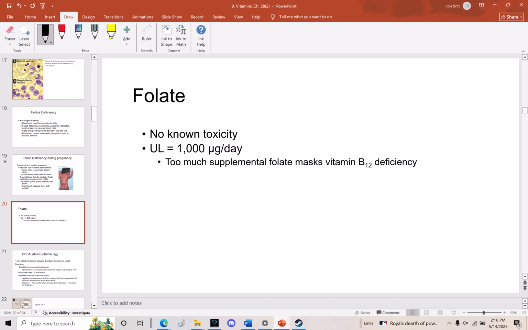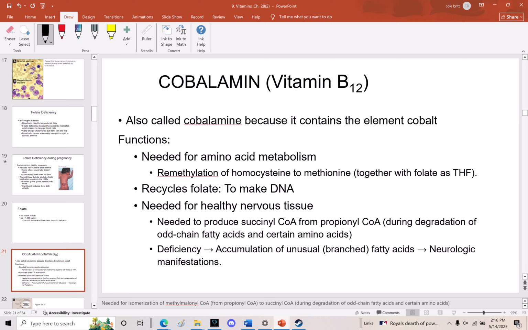So let's talk about B12 and what it does. This is the official name, or the scientific name, cobalamin. So you should recognize B12 or cobalamin as B12. The reason it's called cobalamin is because it contains the element cobalt. Here are its functions. I always start out with what's the function of that vitamin? Why do we need it? It's needed mostly for amino acid metabolism, to remethylate, to make methionine from homocysteine.